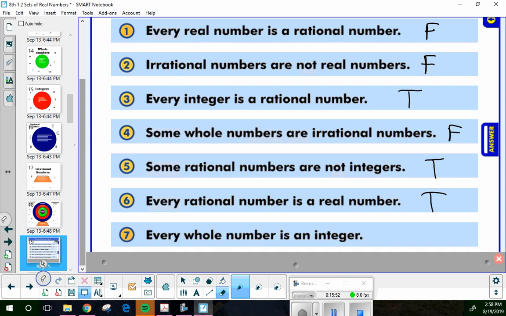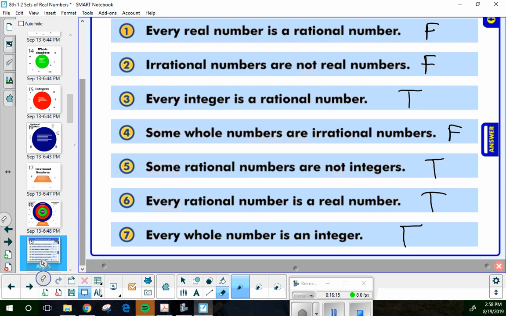All right. Every whole number is an integer. If I write it right here, it is also in this circle. Every whole number is an integer. Hold your boards up. Yes, good job. That's T for true. Super job.